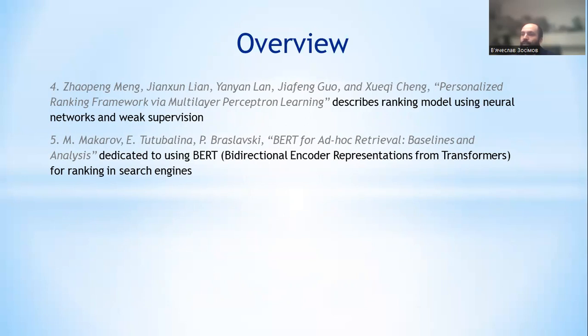It can work with incomplete data, making it more universal and convenient to use. However, the drawback is the complexity of understanding the principles of neural network operation. The fifth is dedicated to the use of BERT, Bidirectional Encoder Representations from Transformers, for ranking in search engines. Research results have shown that BERT provides high accuracy compared to traditional ranking methods. However, its implementation requires significant computational resources.